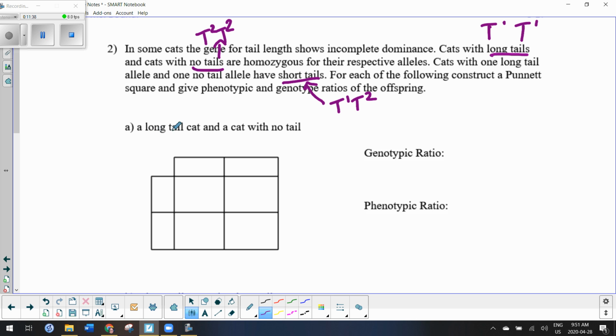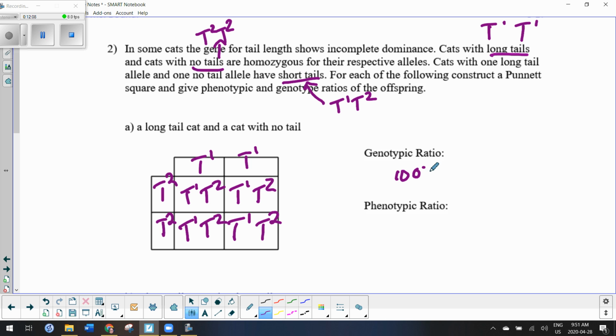Okay, so we have a long tail cat, so that's T1, which is mated with a cat with no tail. Okay, so no tail is T2. So we get T1, T2, T1, T2. So all of our offspring will be T1, T2. That means 100% of my offspring will have short tails.